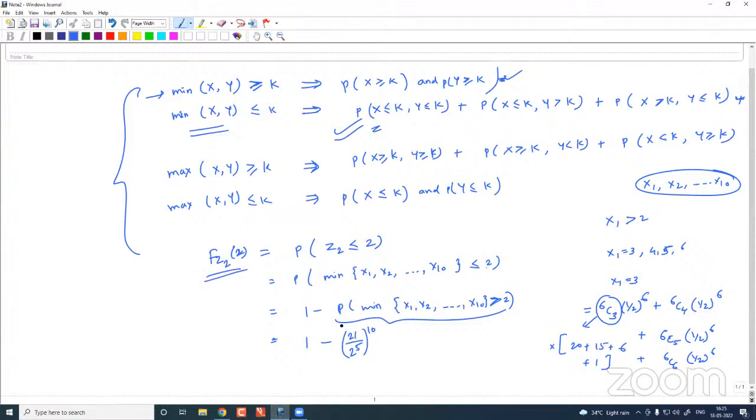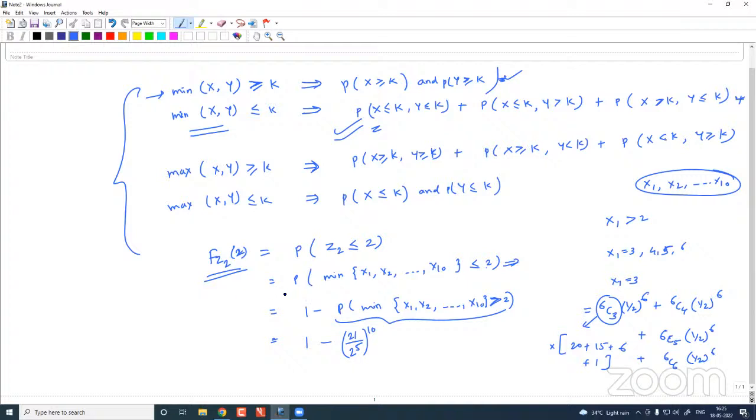In the second line, we are talking about P, the probability of min(x1, x2, ..., x10) less than or equal to 2. Why were we not able to proceed further? What prompted us to change it into 1 minus P? I'm stuck on this line, sir. Except for this, everything is clear.